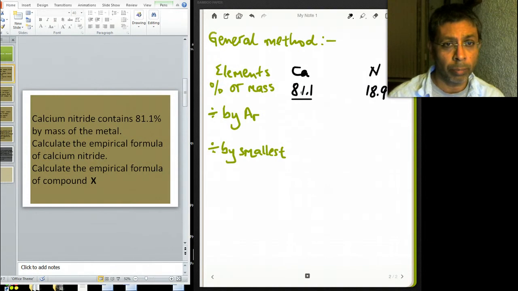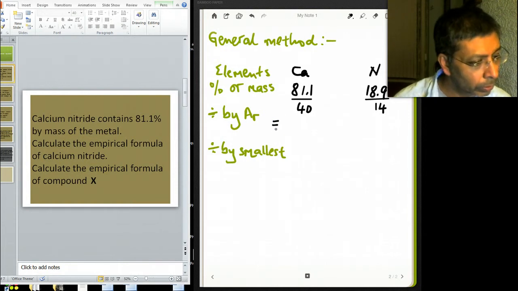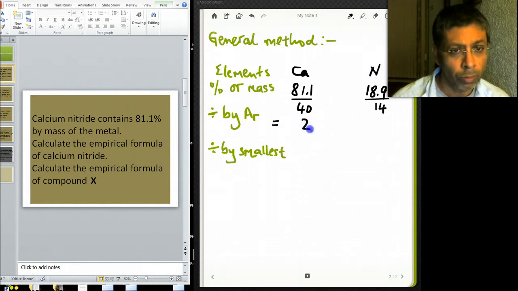And then you divide by the atomic mass. So atomic mass of calcium 40. Be careful you don't divide by the atomic number. And 14 for nitrogen, and that should give us 2 and 1.35. Okay, so far so good.